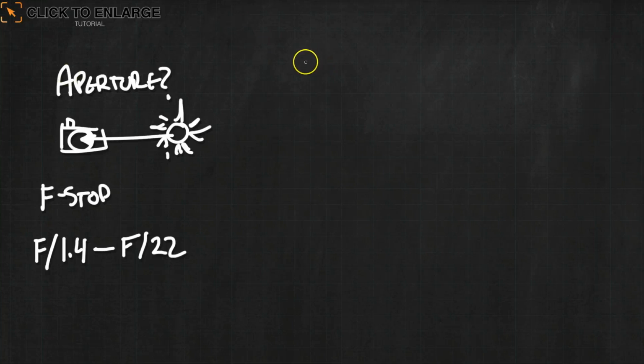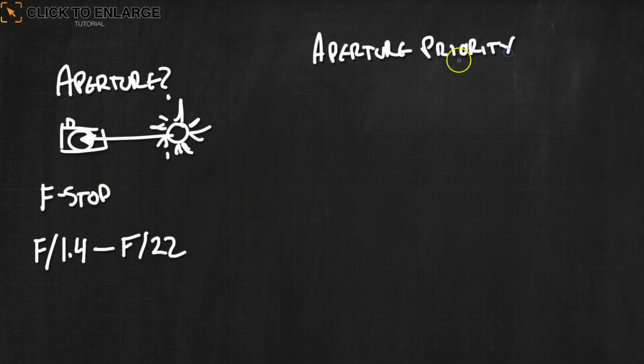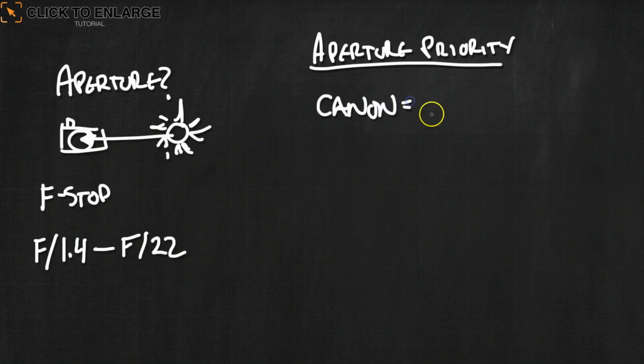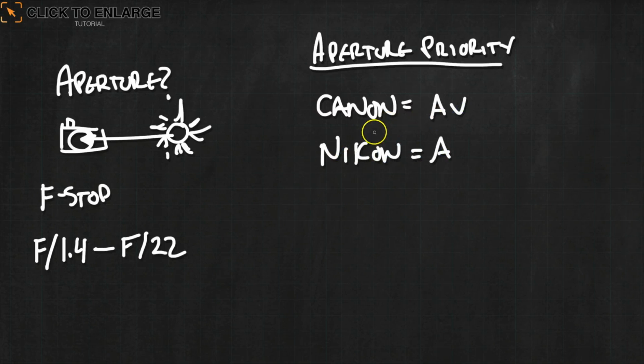So what's the best way to practice this? I recommend the Aperture priority mode. Now, Nikon has this, and as does Canon. So Aperture priority is great, and on Canons, the dial is the AV, and on a Nikon, it makes a little bit more sense, it's just an A.